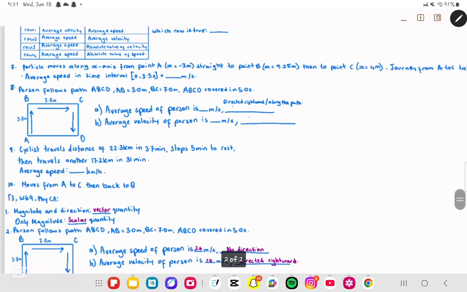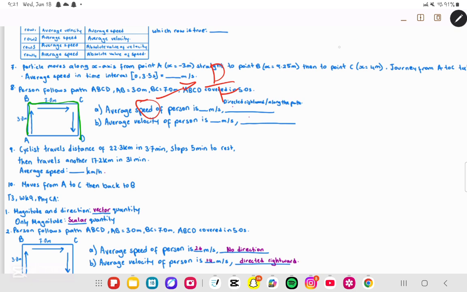So let's move on to question number 8. Person follows path ABCD. AB is 3 meters, BC is 7 meters, ABCD is covered in 5 seconds. So they want the average speed of the person. Average speed is distance over time. So we'll need to find the traveled distance, okay? The traveled distance from A to B to C to D.